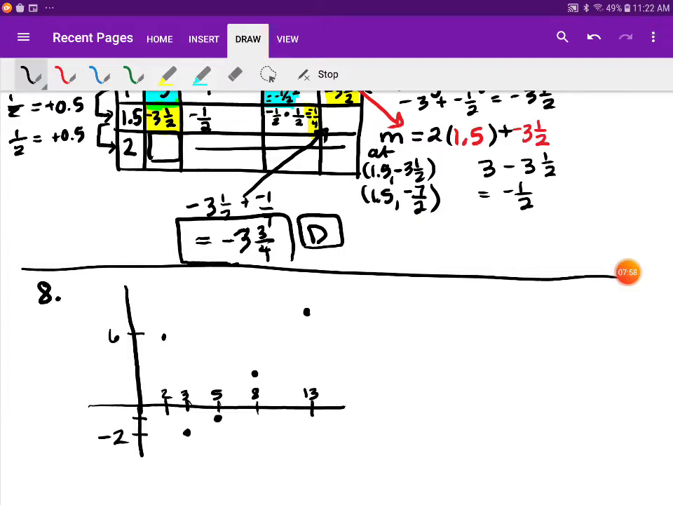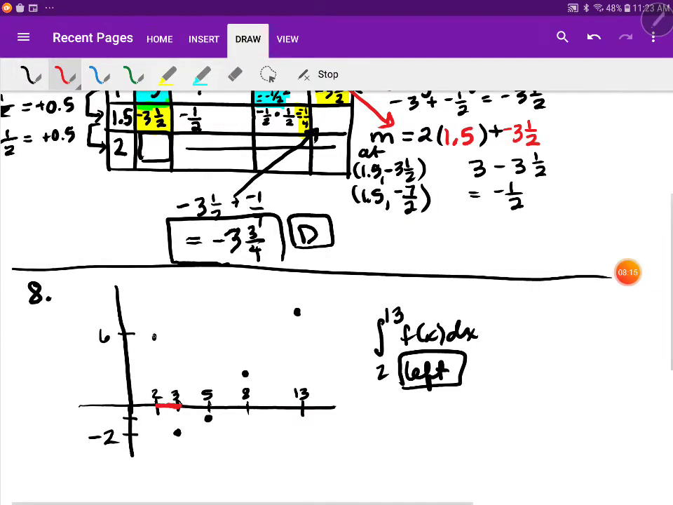So it says, what's the approximation of the integral? So they want the integral to 13 of f of x obtained by a left Riemann sum. Okay, so a left Riemann sum means that in the section from 2 to 3, you're going to use the left y value, which is the 2, to be the height of the rectangle in that section. So you're going to make that height 6. Okay, and the width is from 2 to 3, so that width is 1.